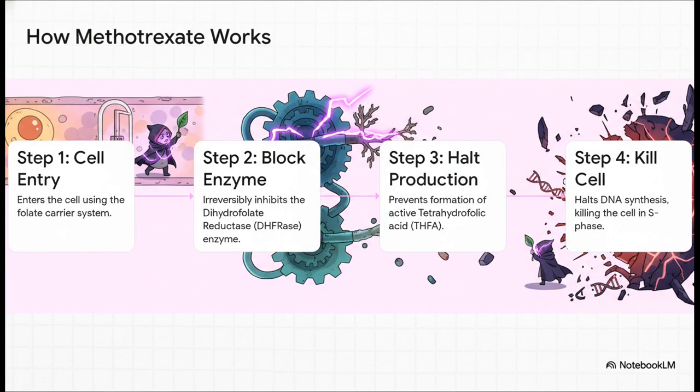And here's a perfect example. Methotrexate, it's a classic. So how does it work? Look at the steps. First, it gets into the cell using the folate carrier. It's pretending to be folate, you see. Once inside, it does its main job. It irreversibly blocks this crucial enzyme, dihydrofolate reductase, DHFRase. Now, without DHFRase, no active tetrahydrofolic acid, or THFA, can be made. And if you don't have THFA, you can't make DNA. The cell is stuck in S phase and it dies.